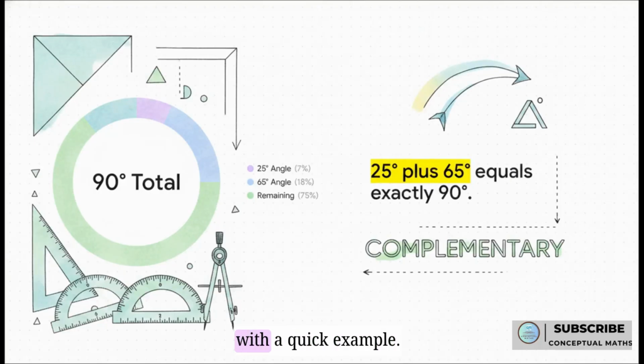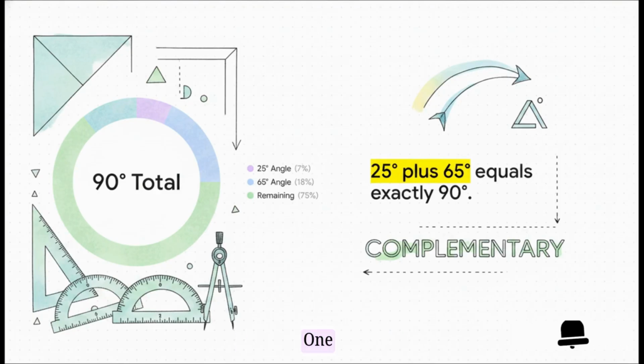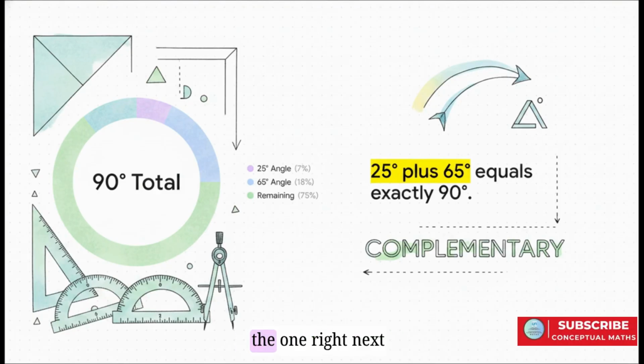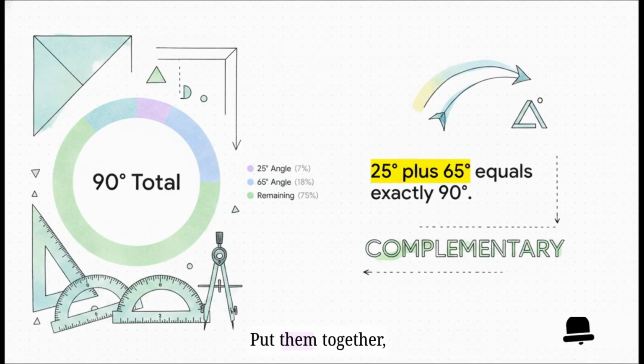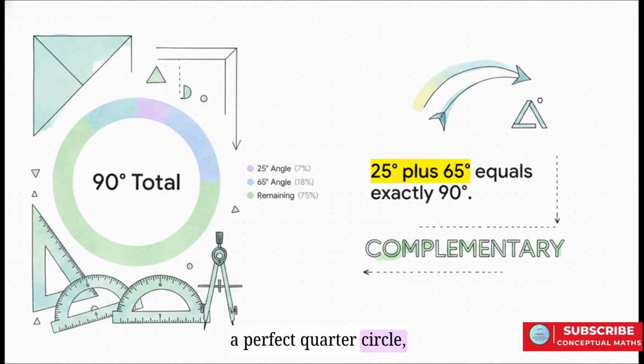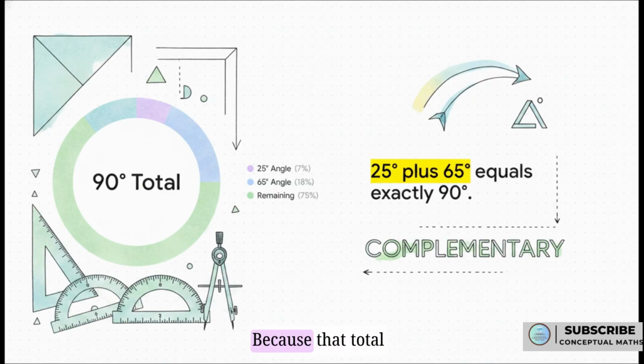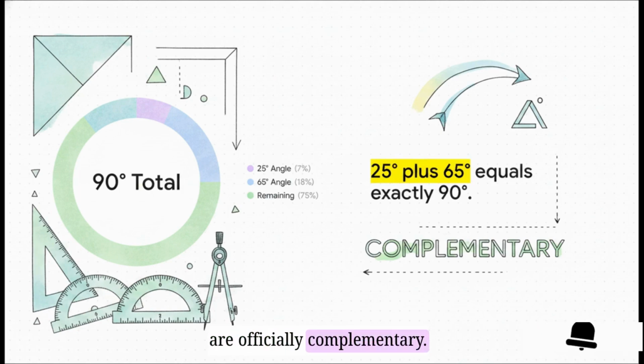Let's put that into perspective with a quick example. Imagine we have two separate slices of a circular chart. One slice is 25 degrees, and the one right next to it is 65 degrees. Well, do the math. 25 plus 65 equals exactly 90. Put them together, and they form a perfect quarter circle, a perfect right angle. Because that total hits exactly 90, we know for sure that these two are officially complementary.